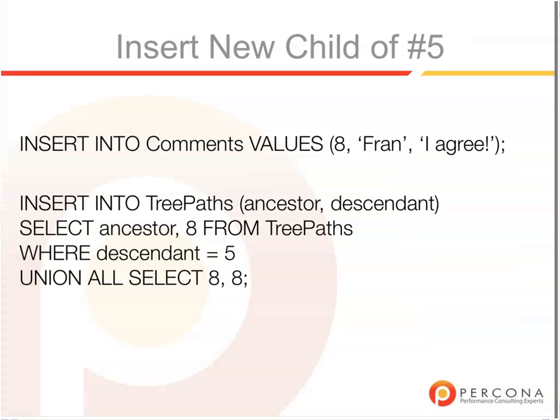Here's another operation that we would typically do on a tree, inserting a new child. And we'd use the same example that we did earlier. Fran says, yes, I agree. And she wants to insert into the tree paths, copying the paths that terminate at the parent that she wants to add her comment to, and then also a union with a new row, which is her own reflexive path. So notice that it's copying all the paths from the parent that she's attaching to, which is node number 5, but changing the descendant to 8.